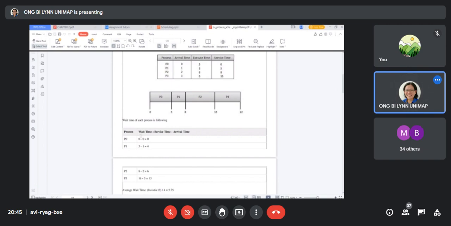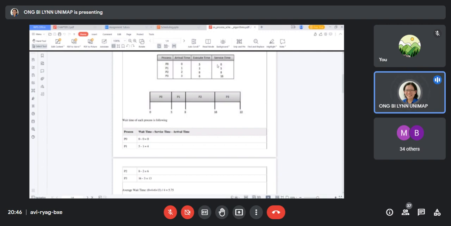Okay, P0. So the service time will be equal to 0, because 5 minus its arrival time, 5 minus 5, so it will be equal to 0. Okay. So P1 will be equal to 5 minus its arrival time, which is 1. So you see, in this case, you need to jot down the service time over here.